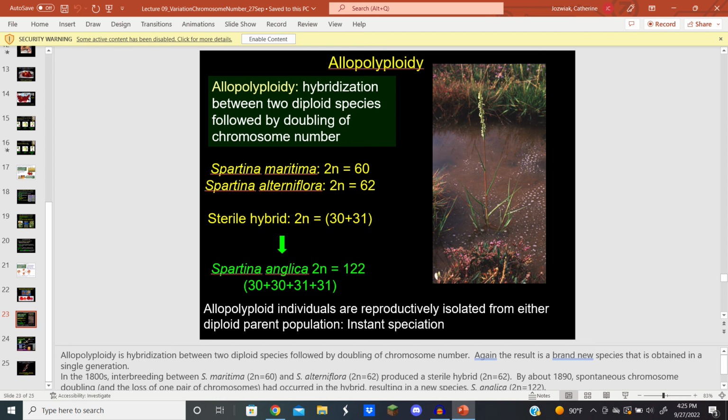But as soon as they underwent a spontaneous doubling, essentially an autopolyploid event, right? They went from 30 plus 31 to 30 plus 30 plus 31 plus 31. And this is a new species. It's got some new traits, Spartina anglica, which has a diploid number of 120-something chromosomes. Okay? And so that's something that happened in human history. It's a new species that arose that was witnessed and documented as an action. There's a lot of cases of things like this.